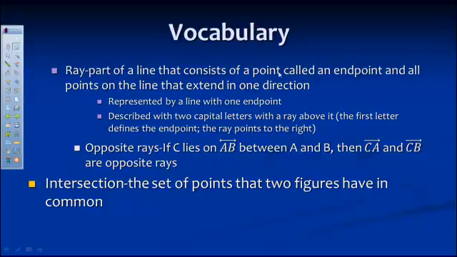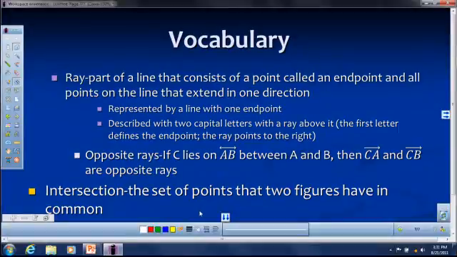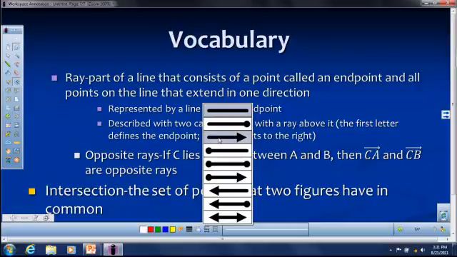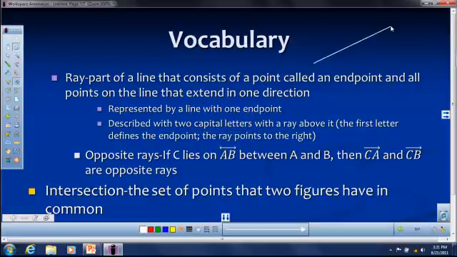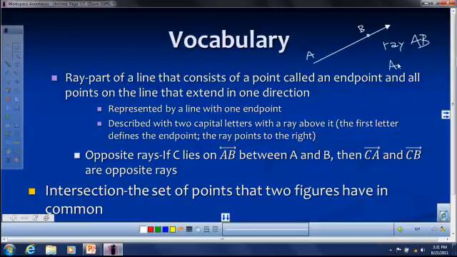A ray is a part of a line that consists of a point called an endpoint and all points on the line that extend in one direction. If we want to draw this shape, we're going to have an endpoint and then an arrowhead at the other end. So there's our representation. If I call this A and I call this B, we can call this ray AB, or we can say ray AB, where we have this on top.